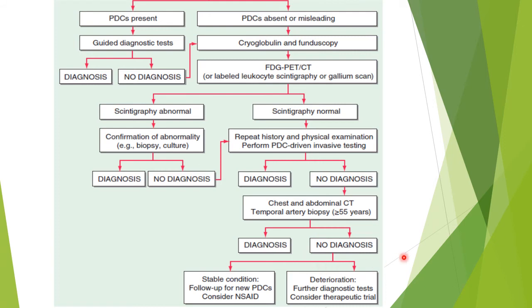If it still does not yield a diagnosis, then if the person is stable, we'll follow up for new potentially diagnostic clues or use NSAIDs. If there is deterioration, we'll do further diagnostic tests and consider a therapeutic trial. I'll explain the components of this chart in more detail later.